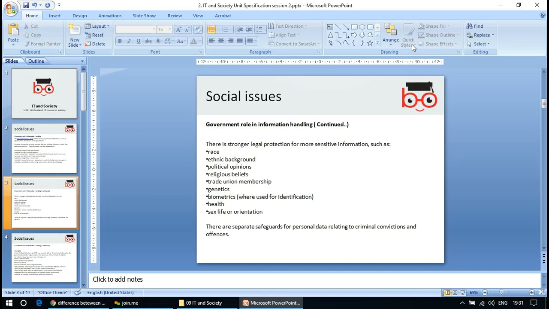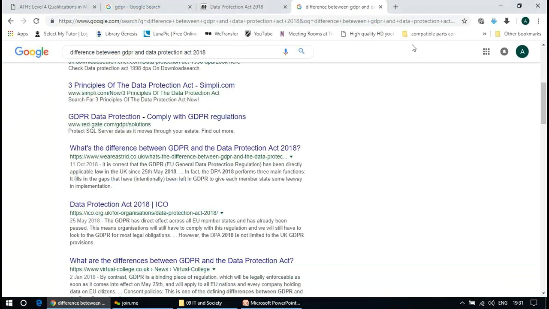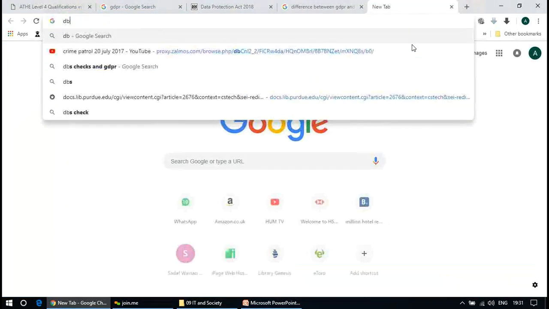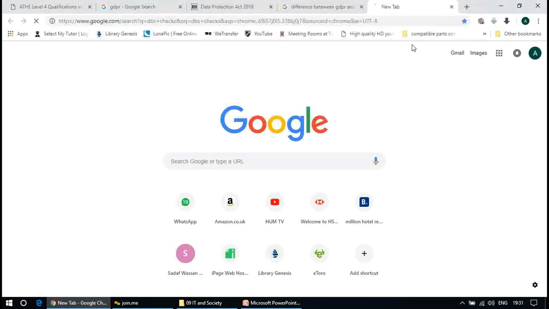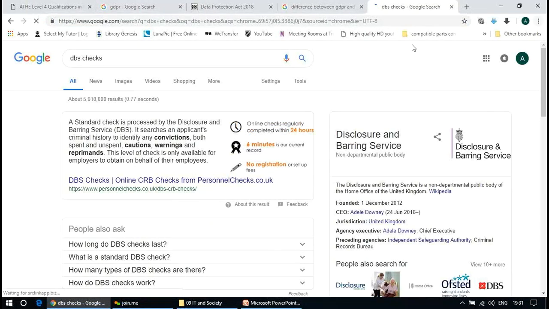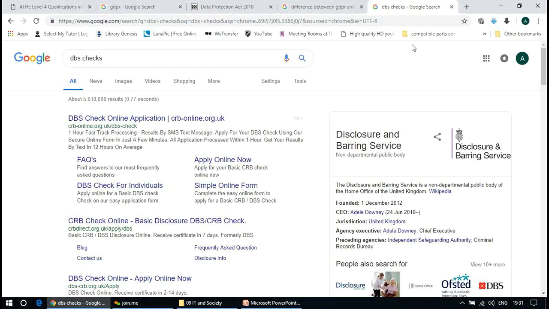There are separate safeguards for personal data relating to criminal convictions and offenses. So obviously, data related to the DBS. Have you had your DBS? DBS is basically the Disclosure and Barring Service checks. No, I've never had to do that.